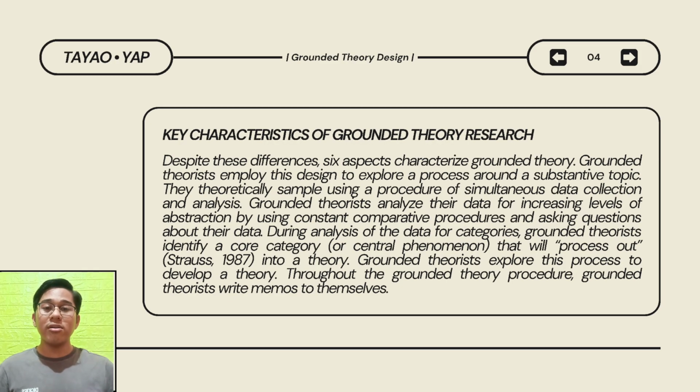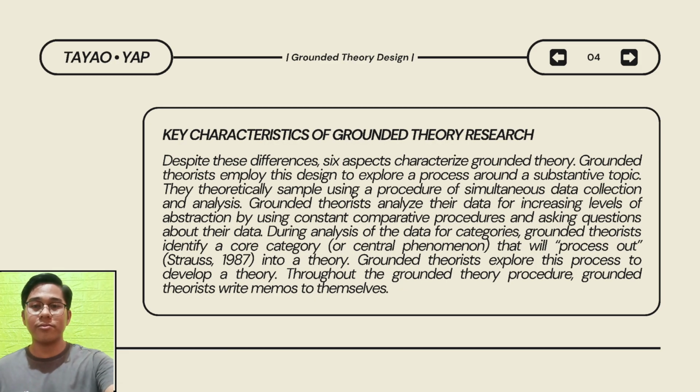The third is constant comparative analysis. Grounded theorists analyze their data for increasingly abstract concepts. They use a technique called constant comparative analysis, which involves constantly comparing new data to existing data and asking critical questions about the information they are gathering. This iterative process helps refine the emerging theory.